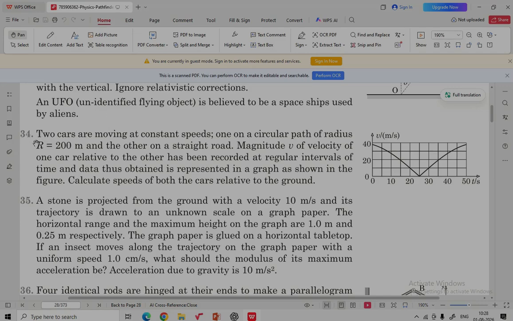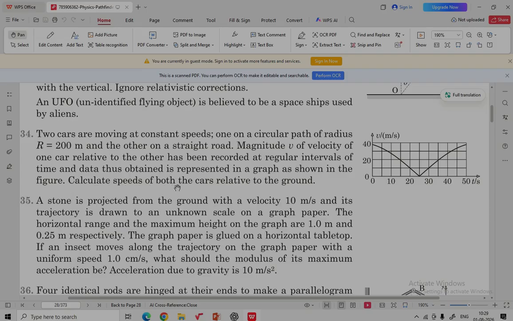Okay, so this is question number 34 from the book Pathfinder, chapter kinematics, subsection check your understanding. Two cars are moving at constant speeds, one on a circular path of radius r and the other on a straight road. The magnitude v of the velocity of one car relative to the other has been recorded at regular intervals of time, and the data thus obtained is represented in a graph as shown in the figure.